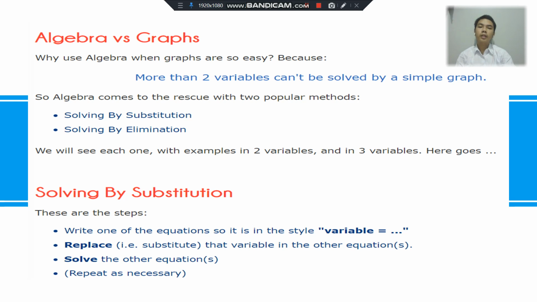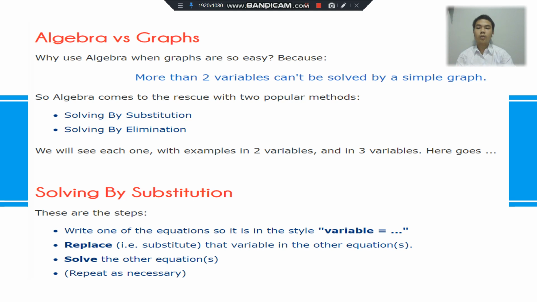Why use algebra when graphs are so easy? Because more than 2 variables cannot be solved by a simple graph. So algebra comes to the rescue with the popular methods: solving by substitution and elimination. We will see each one with examples in two variables and three variables. Here we go. Solving by substitution.